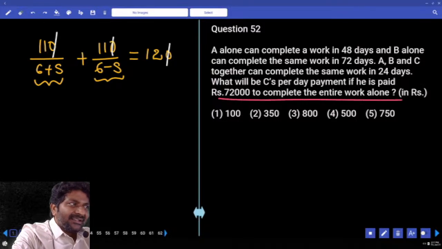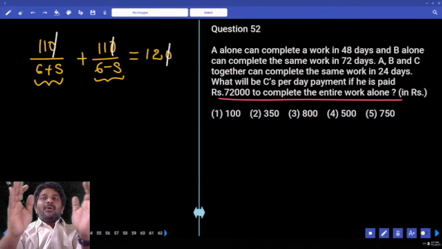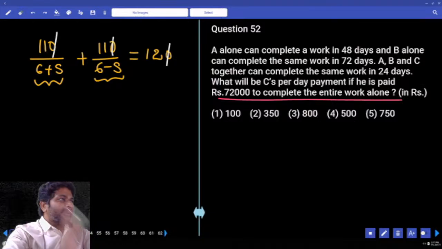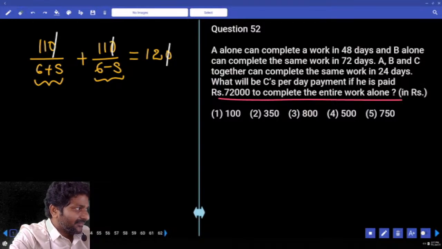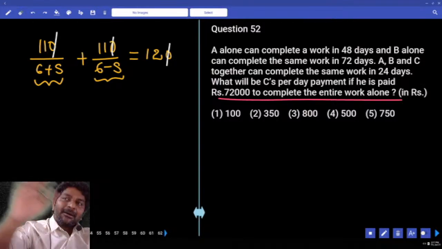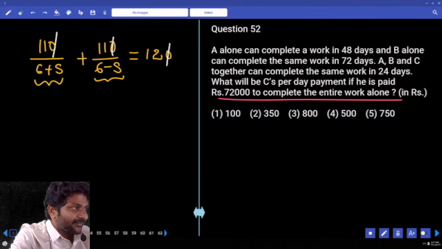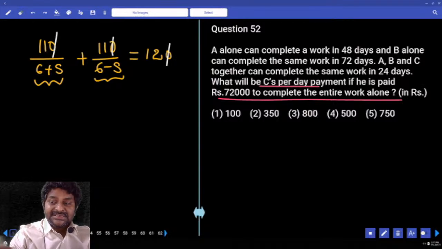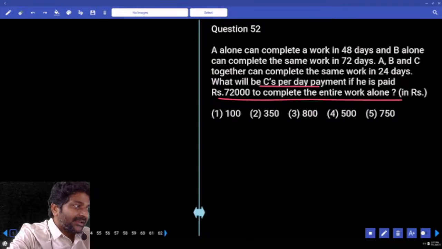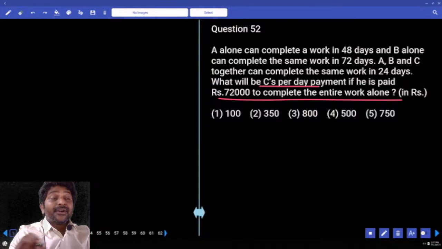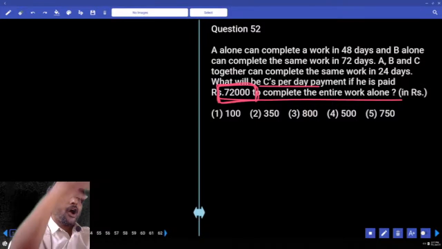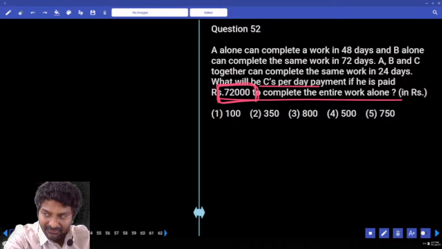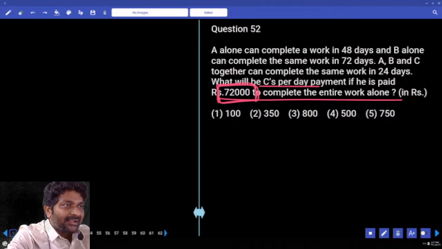Then whoever completes the work and gets 72,000, we can conclude that that is the amount allotted for that particular work. Agreed? Whether A alone works or B alone works or C alone works or all together work, when they complete the work, they will be getting 72,000. Now the question is C's per day payment for that. So, first of all, you should know C is getting 72,000 for how many days? That is the information required. If you get that, you are done with it.